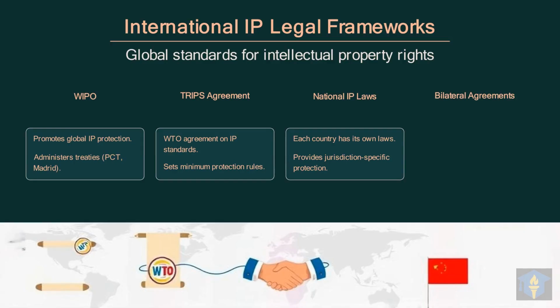Finally, bilateral agreements create specific IP protections between particular countries or regions. These agreements establish specific IP protections that go beyond general international standards. They are negotiated between two or more countries or regions to address specific trade relationships.